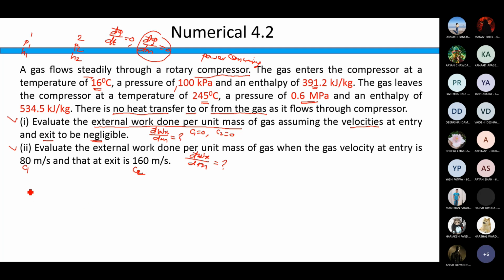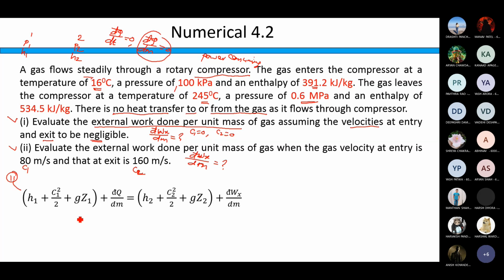So what is the equation you will be using? This one. This is your equation 11, the steady flow energy equation on a per net mass basis. So H1 plus C1 square by 2 plus g Z1 plus d bar q by dm must be equal to H2 plus C2 square by 2 plus g Z2 plus d bar wx by dm. So simplify this equation further.